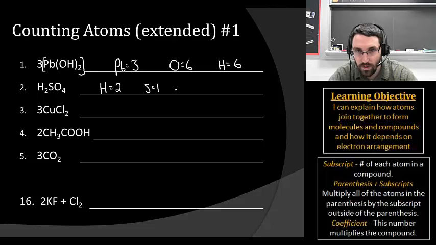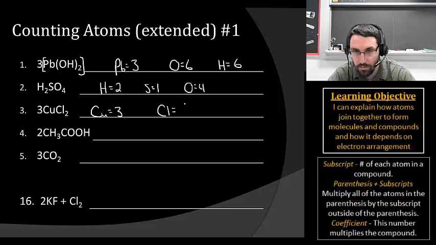The next example, H2SO4, there is only one compound or one molecule, so H equals 2, S equals 1, O equals 4. If there is no number out front, then you know the normal atom counting rules apply. The next one, copper, there's 1 in the compound, but we have 3 compounds, so Cu equals 3. Chlorine, we have 2 in the compound, but there are 3 compounds, so 2 times 3 is 6.